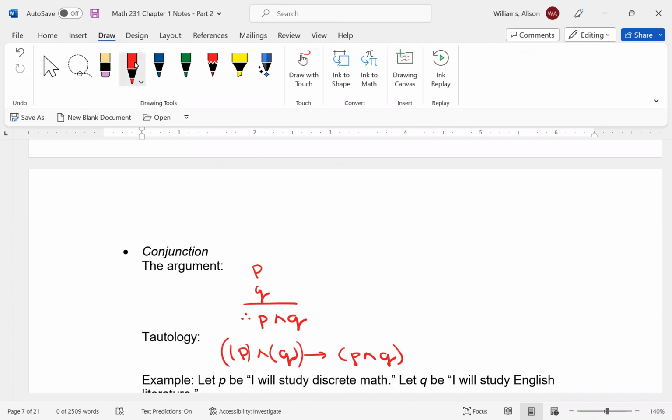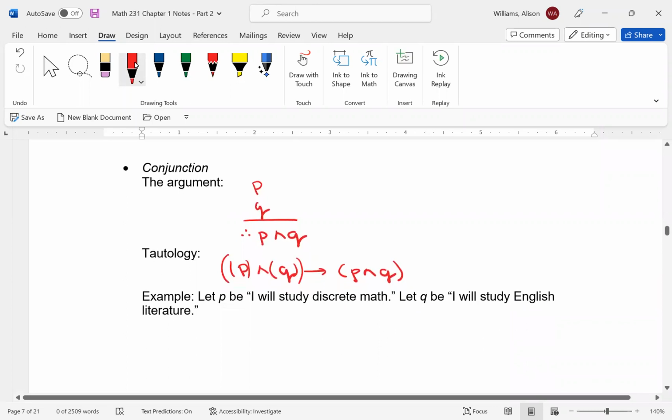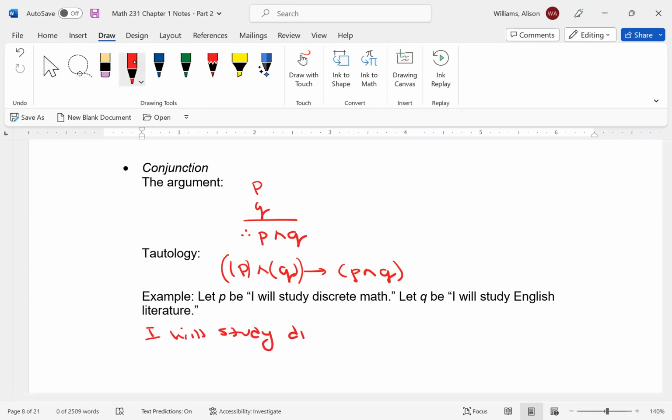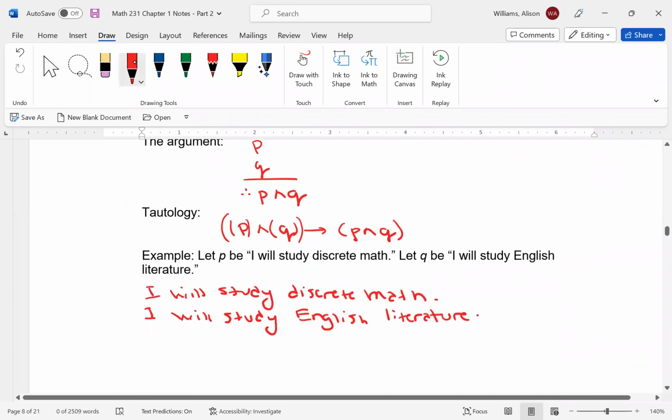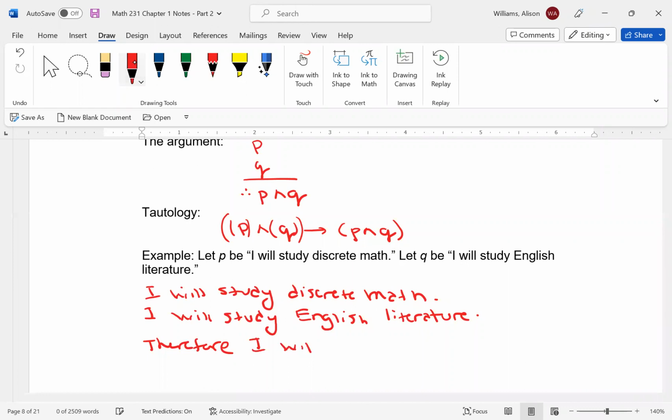A little funny looking. I will study discrete math. So that's my statement. And then I say, I will study English literature. Wow, that's not how you spell literature. So there's my two premises. Therefore, I can put them into an and statement. I will study discrete math and English literature.